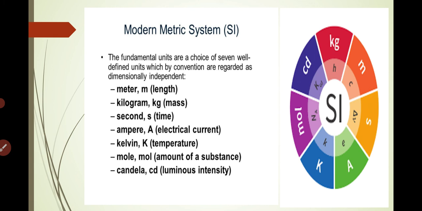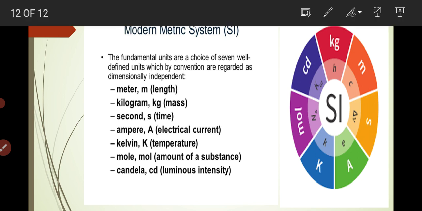The second base unit is kilogram, and its symbol is kg, and it is used to measure mass. The third one is second. The symbol is s, and the kind of measurement is time. Next is ampere. The symbol is A, and the kind of measurement is electric current. Next is Kelvin. The symbol is K, which is used to measure temperature.